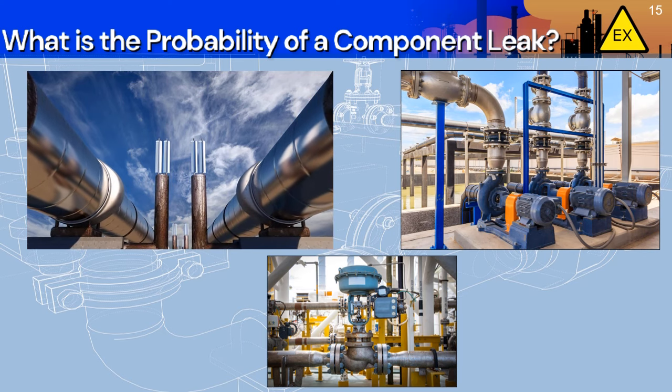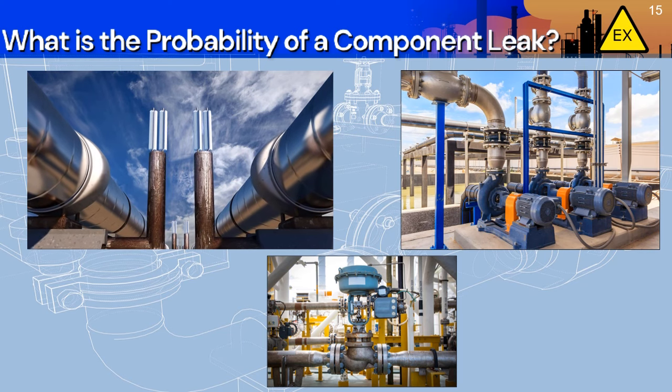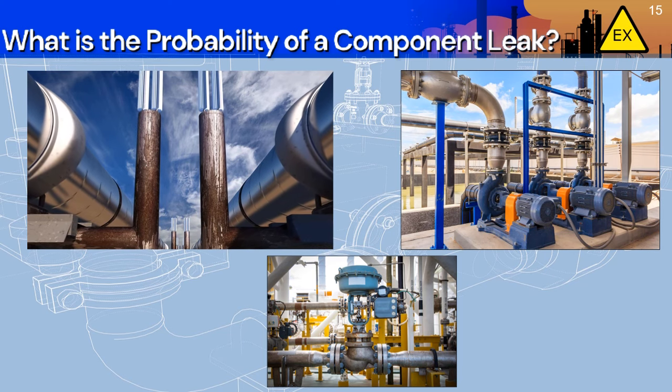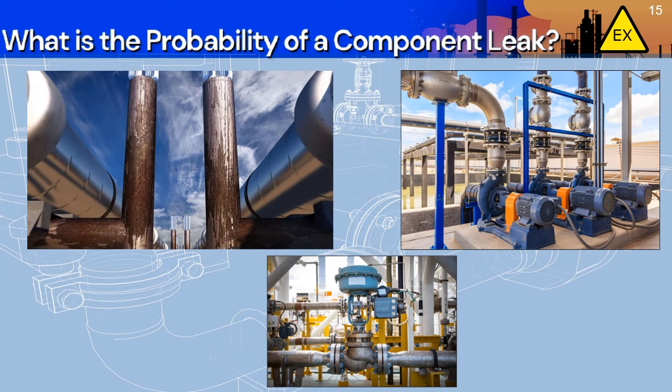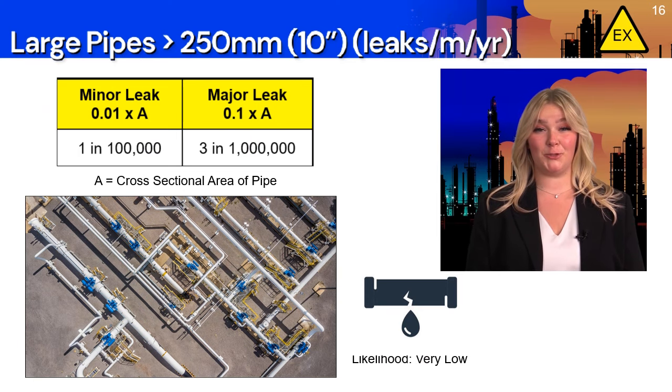To answer this question, let's look at some typical probabilities associated with some common release sources. We will rate them on their probability of being a release source, relative to each other. Take a look at these large pipes. The probability of a large pipe leaking is very low.